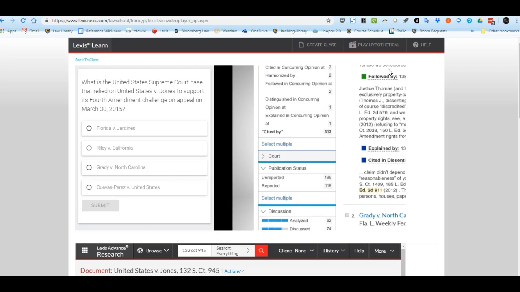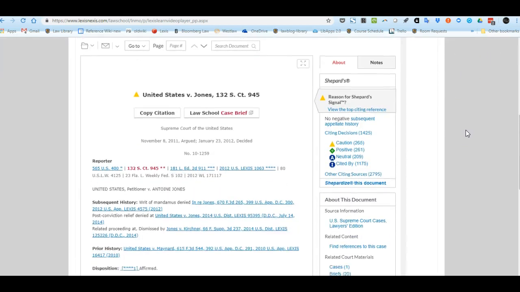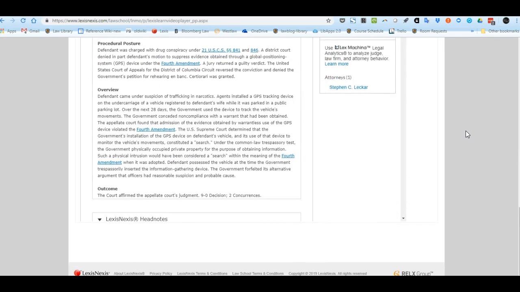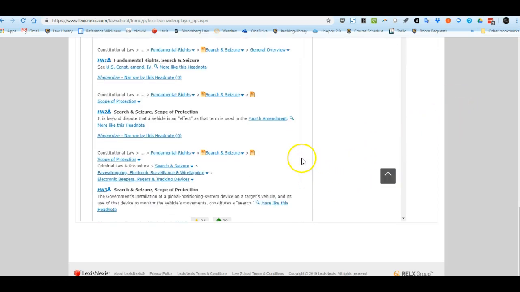It's a little tricky. So, a U.S. Supreme Court case that relied on yours. Okay, like a literal different question. It says, what is the name of the New York Court of Appeals case? Yeah, that's something funky in the Lexis Learn.